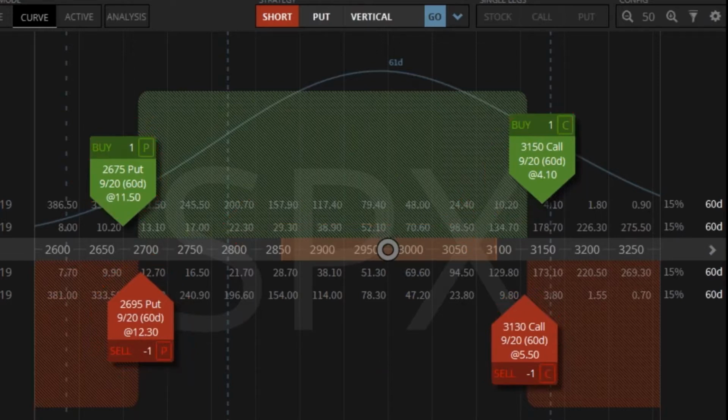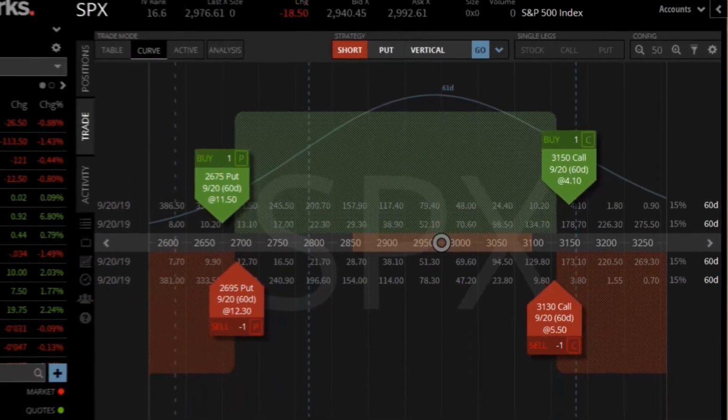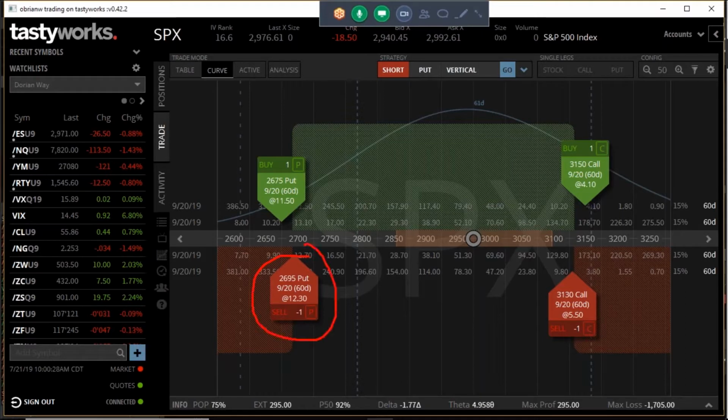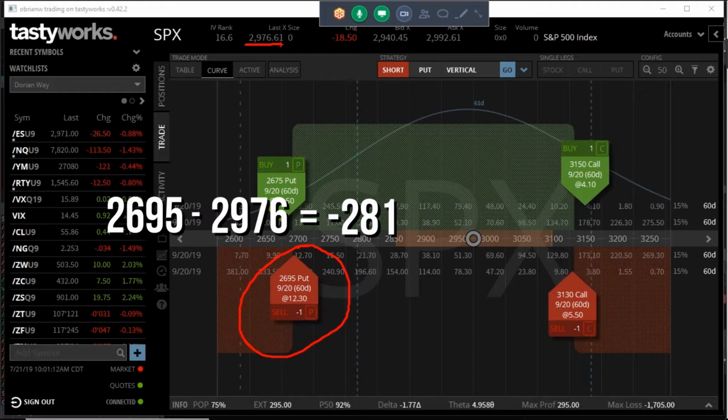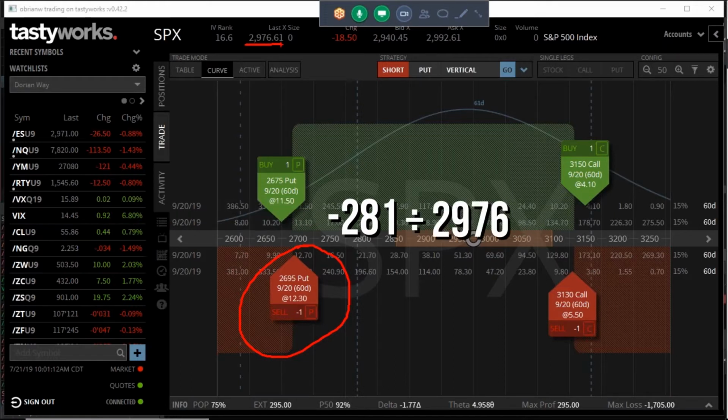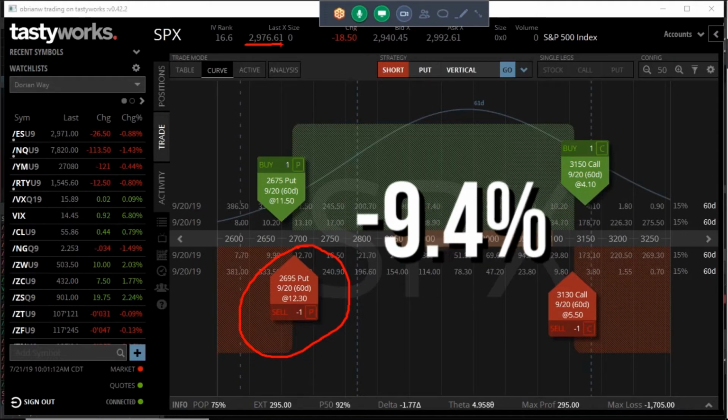And what you can do to be able to determine how far you're from at the money, you can do a calculation to see how far you're from at the money percent wise. So you can do that on the put side and you can do that on the call side. So starting with the put side at this 26.95, you take that 26.95 and you minus it from the last trading price, which is 29.76, and that equals negative 281. And you divide that by the last trading price, which is 29.76, and that equals about 9.4% down, 9.5% down.